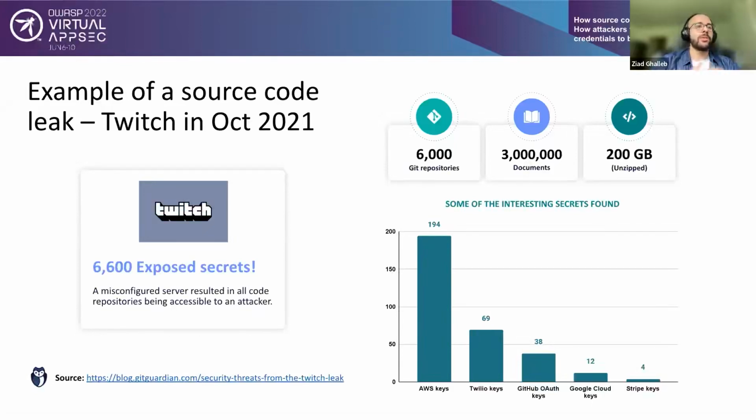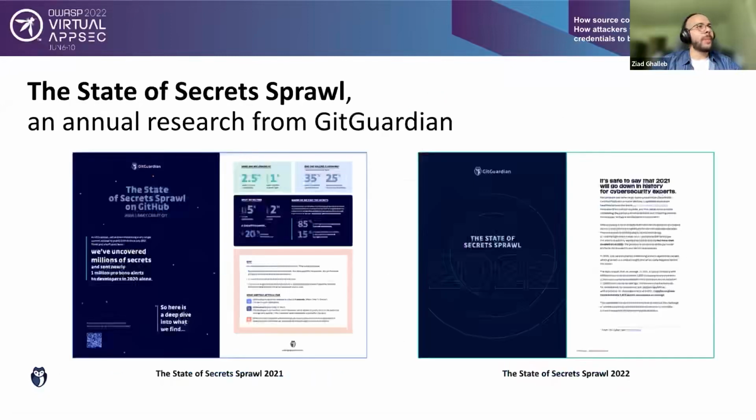But what we saw is that in these Git repositories, there were many interesting secrets that should really not be there and that could be leveraged by attackers very easily. So we found AWS keys, Twilio keys, GitHub OAuth keys, some Google Cloud keys, Stripe keys, and many, many others. You can read more on the GitGuardian blog on this source code leak.